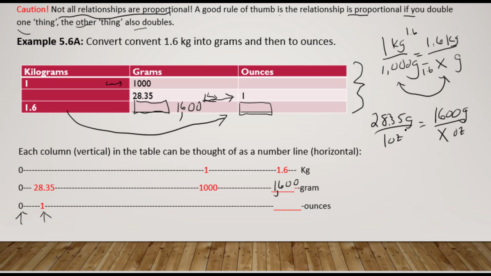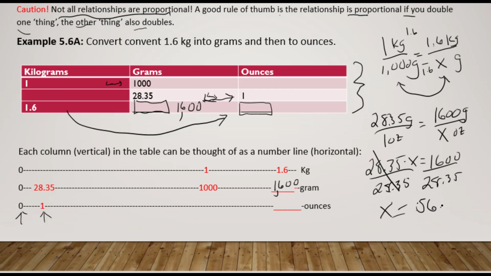So this one I'm going to definitely cross multiply and divide. So I get 28.35 grams times X is the same as 1,600. Divide both sides by 28.35. Go on my calculator, and I get 56.4, rounded to 1 decimal, and that would be ounces, right?